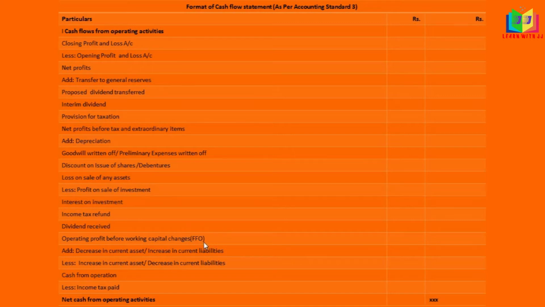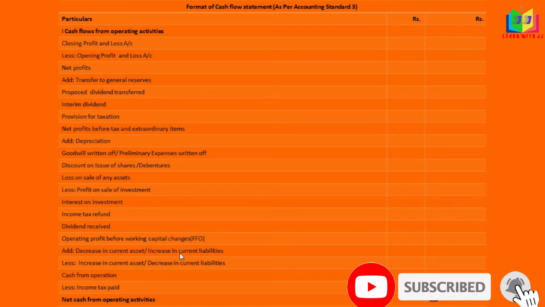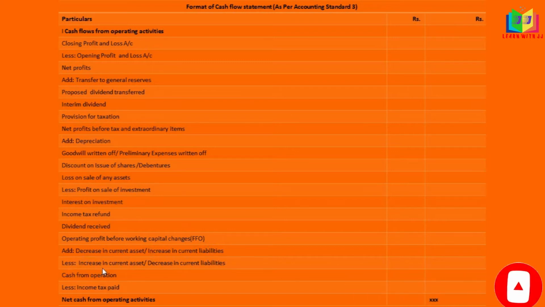With that funds from operation we have to adjust the working capital changes. Decrease in current assets and increase in current liability we have to add, and we have to subtract the increase in current assets and decrease in current liability, and will arrive at cash from operation. With that cash from operation we have to subtract the income tax paid, and will arrive at net cash from operating activities.